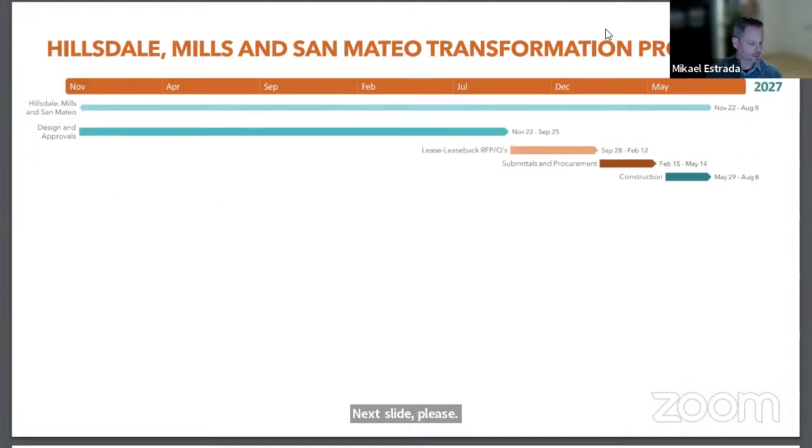Again, that was for Aragon, Burlingame, and Capuchino. So moving on to Hillsdale, Mills, and San Mateo, we basically rinse and repeat the same process. Go back out for lease-leaseback RFPs in September of 27, I'm sorry, 26, and then move on to submittals and procurement, same process again, with construction for summer of 27. Next slide, please.